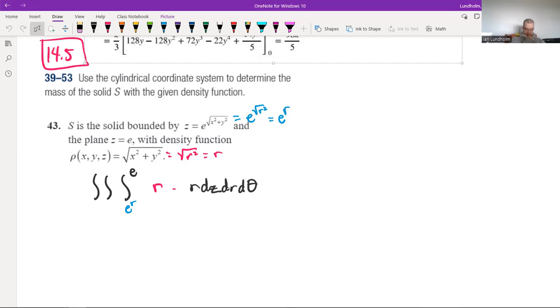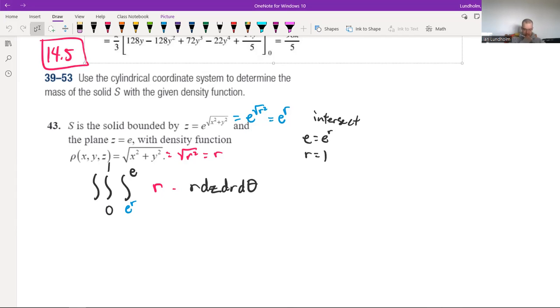And then, if we set z equals e equal to z equals e to the r, at the intersection, e is equal to e to the r. Solving for that, r is equal to 1. We'll be looking at the radius going from 0 to 1.